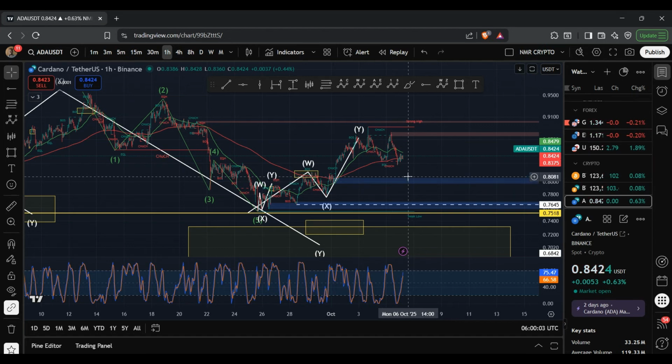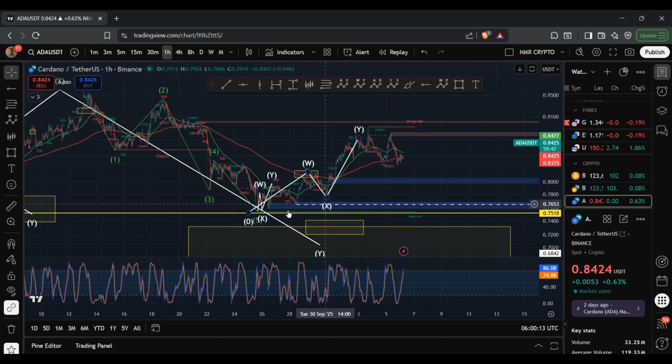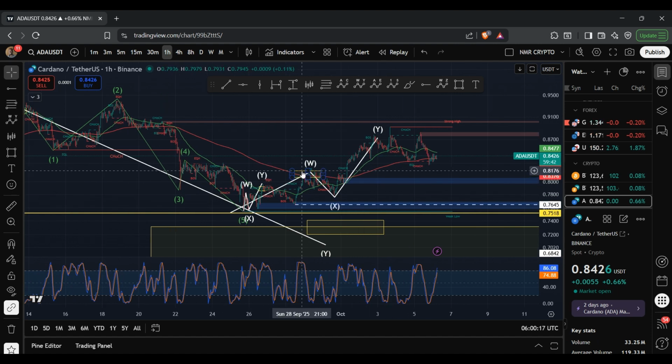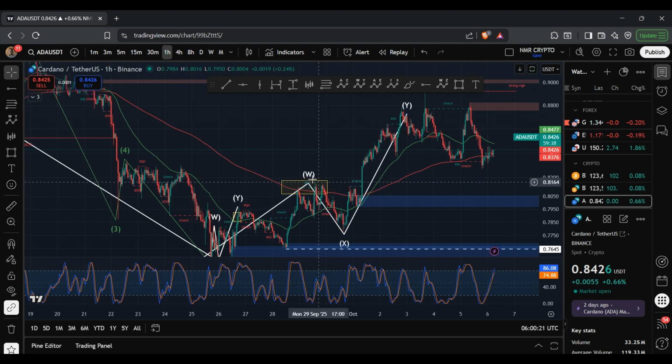So ADA over the past couple of days has been in a corrective move to the downside, and this is following on from my previous update where I mentioned that we needed further confirmation that we were on a bullish trend. And so I've been tracking a WXY structure where this double wave was made up of a three-wave move, and we ended up tapping into the Y wave target.